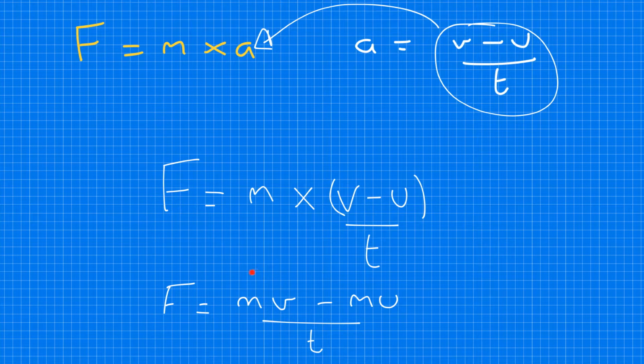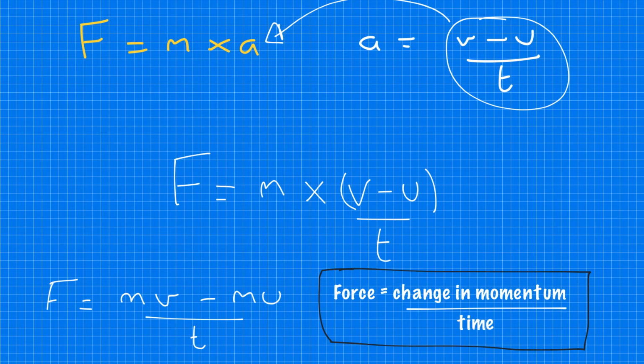And we know that mass times velocity is momentum. So here we have a final momentum, because that's our final velocity, take away an initial momentum, because that's an initial velocity, divided by time. And that can give us the force that is required to change momentum by those amounts. So we can write this equation again in words, and we end up with the equation force equals change in momentum over time, or final momentum take away initial momentum divided by time. And we can put that into practice.